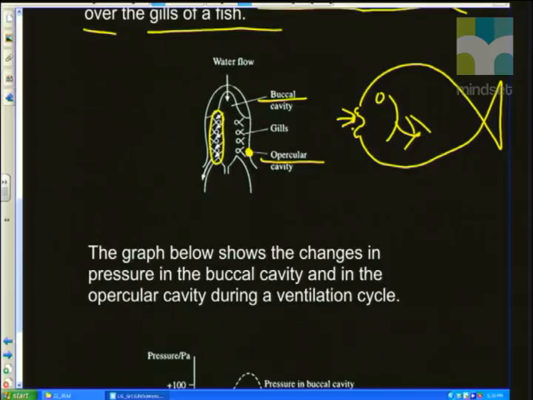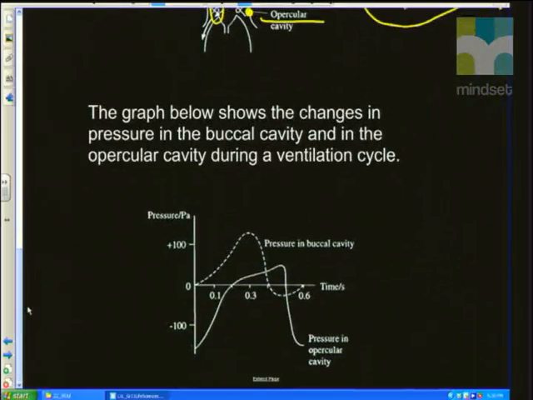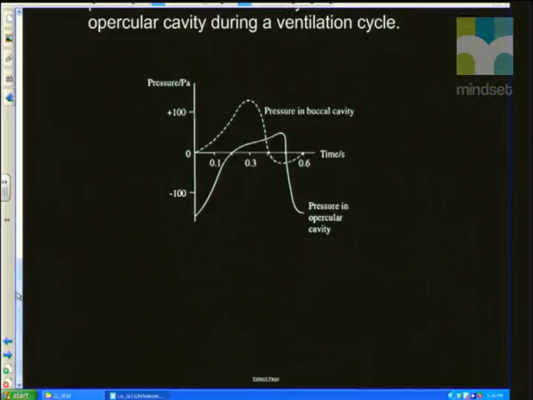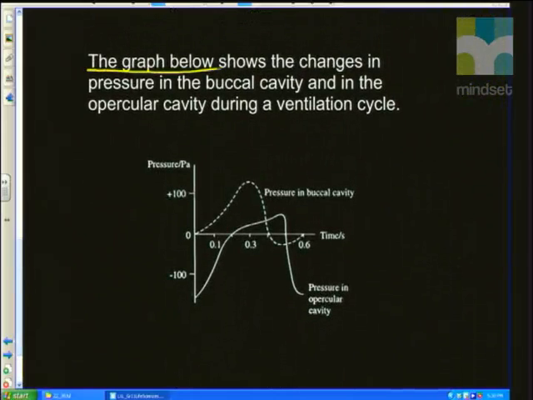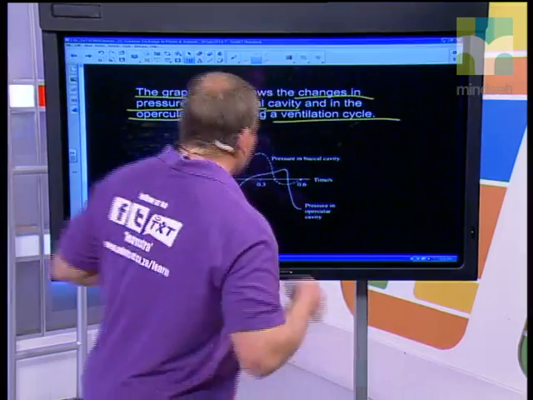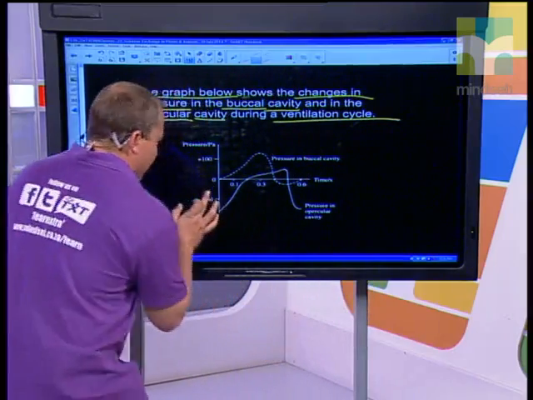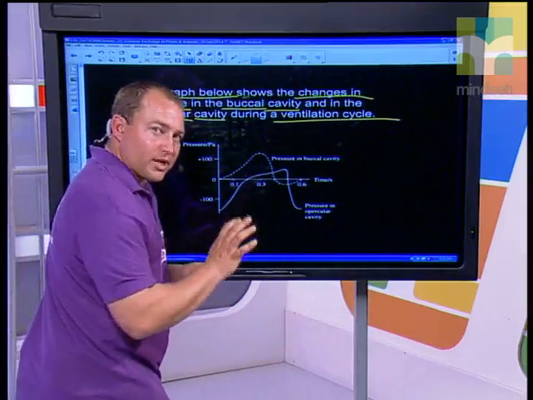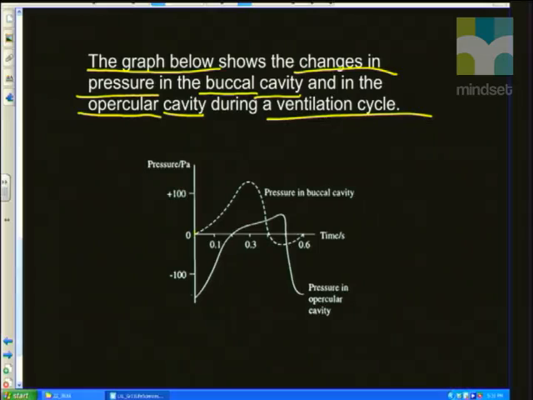Now the question is, watch carefully, this is cool. I'm going to lift this up slightly so you can see it. Okay, here we go. The graph below shows the changes in the pressure in the buccal cavity and in the opercular cavity during ventilation, right? Nice and simple. So they want to show you the pressure in them, okay? So here we go. I'm going to draw on this one because there's another one just now. So watch carefully. This pressure here, right?